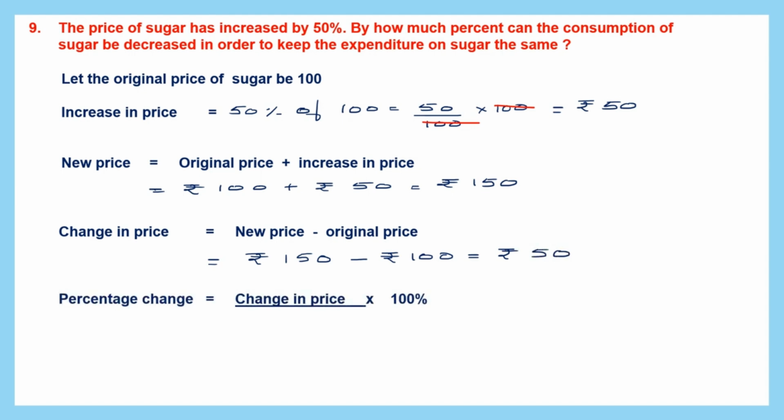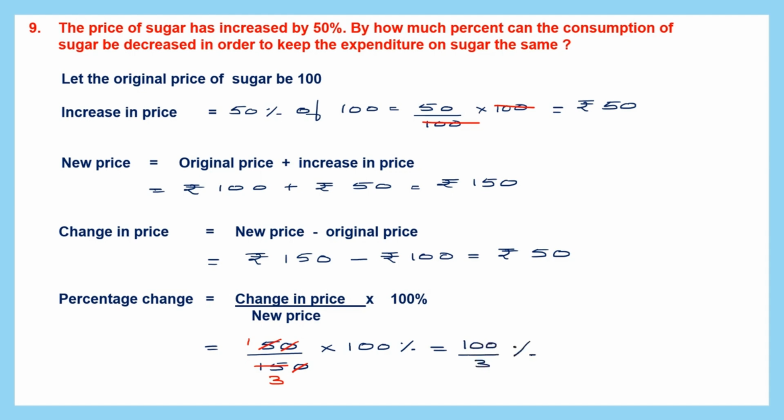Now we have to find the percentage change, that is, change in price by the new price into 100%. So the change in price is 50 rupees. The new price is 150 rupees. We have to multiply this by 100%. Cancel the 0. I can also cancel this. 5 ones are 5, 5 threes are 15. Nothing more to cancel here. So we have 100 by 3%.